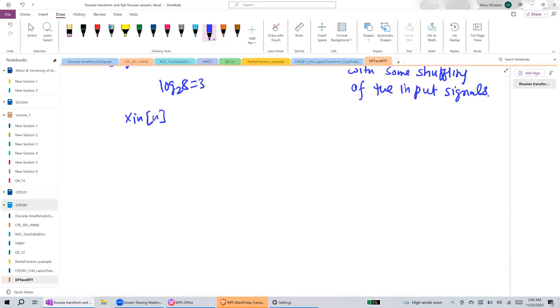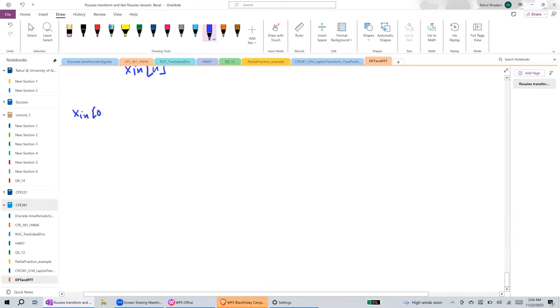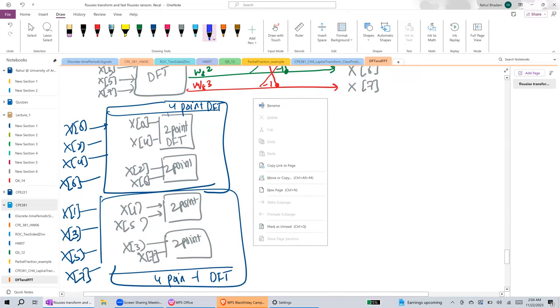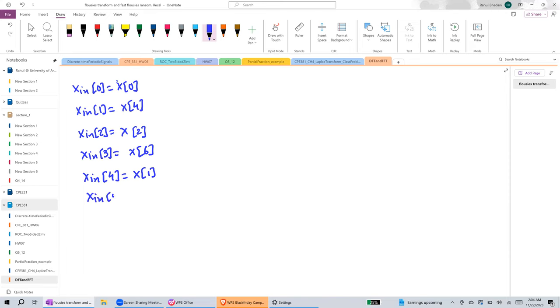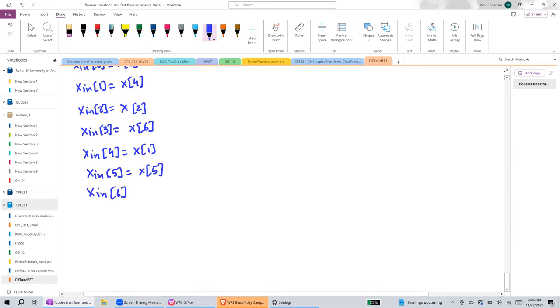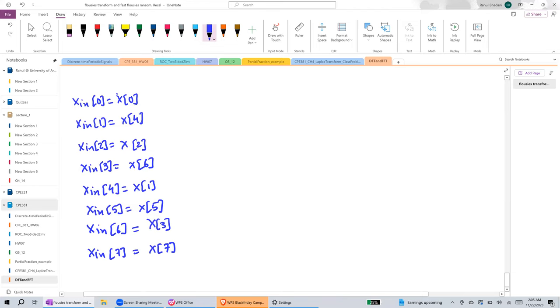So we could write like this: X in 0 equal to X of 0, X in 1 equal to X of 4. So you see X of 4, then X in 2 equal to X of 2, X in 3 equal to X of 6, X in 4 equal to X of 1, X in 5 equal to X of 5, which is just a coincidence in this case, X in 6 equal to X of 3, and X in 7 equal to X of 7. Okay. So let's do the 2-point DFT first.